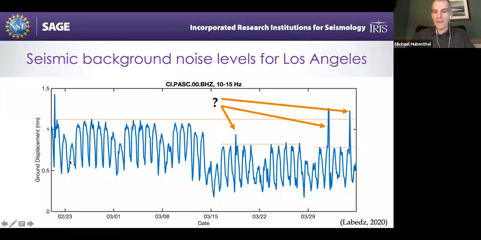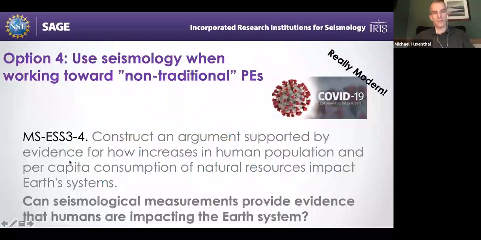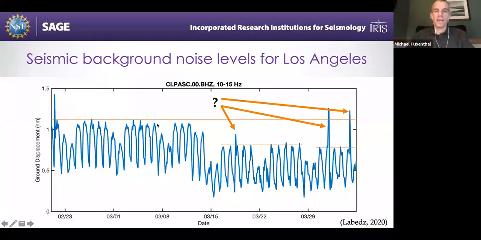So, when we think about this in terms of the standard that we wanted to address, I'm going to go back. We're asking, can we construct an argument supported by evidence for how increases in human population and per capita consumption of human resources or natural resources impact Earth systems? I think the question that I get when I think about this is, okay, so how does this seismic noise impact Earth systems? Is there something going on here? Is it polluting our environment?